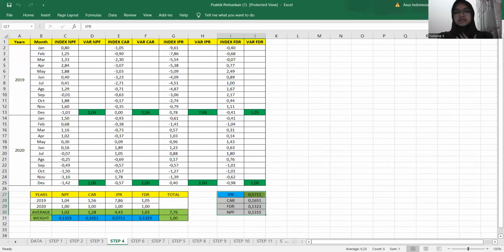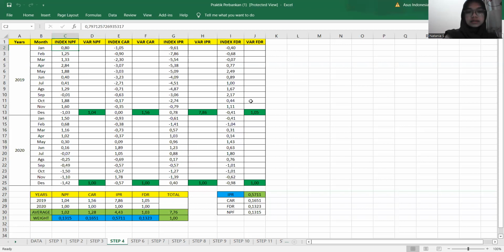And the next is step 4, determining weight. The purpose of this step is to emphasize the significance of a certain factor contributing to the bank's resilience. The intention is to enable the composition and real relevance of variables to be combined into a single aggregate index. In this step, we must use the variables NPF, CRR, IPR, and FDR.